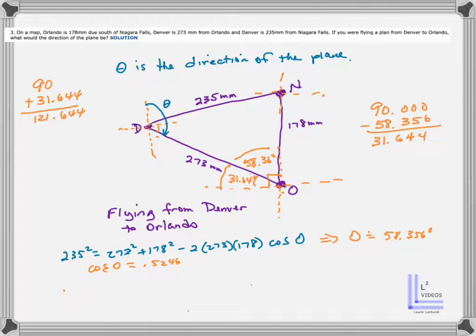Let me know if this didn't help enough. But just remember, when you're doing navigation problems, angles are measured from due north. And the reason is, think about it, when you're navigating, you're using a compass, and with a compass, you want to orient yourself to due north. So that's where that comes from.